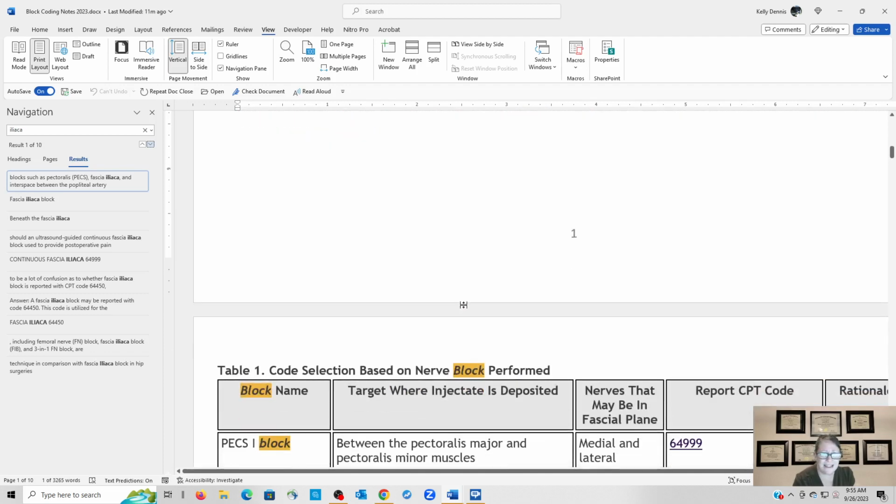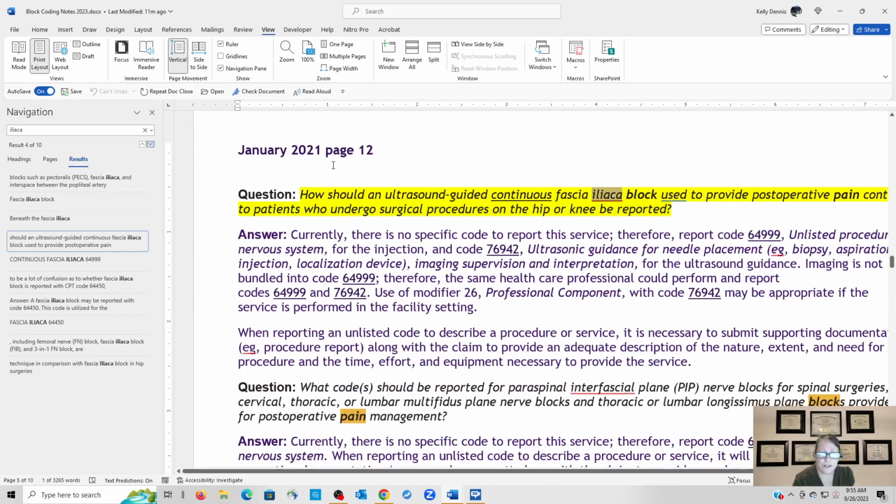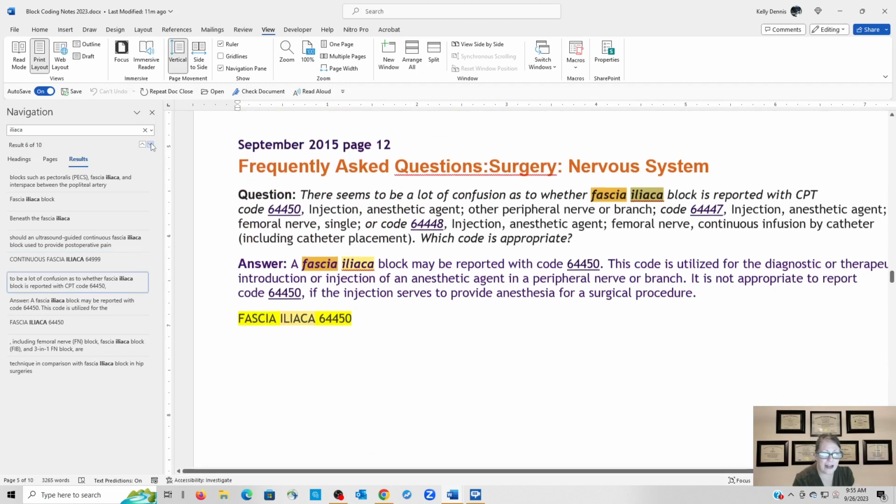All right, this is the December article, but I want to bring us down to another one where there was a question in 2021 about the continuous fascia iliaca, and this one did say it would be an unlisted, but note that's the continuous. So up to this point, we are still looking at our guidance from CPT Assistant telling us that it was reported with 64450. So if you have been reporting this, don't panic or freak out. 64450 was the recommended code for a very long time.